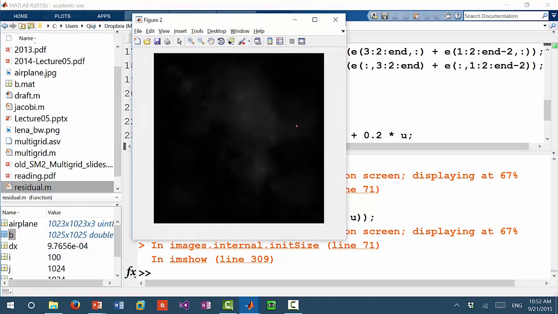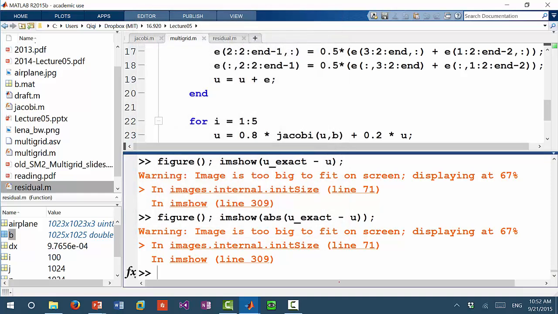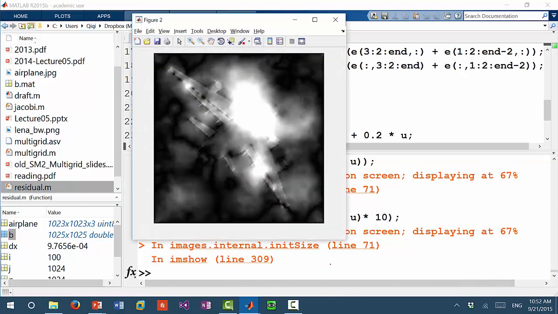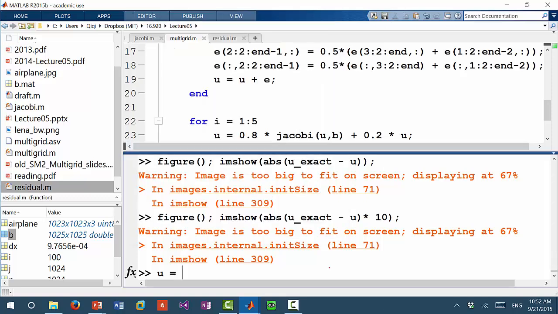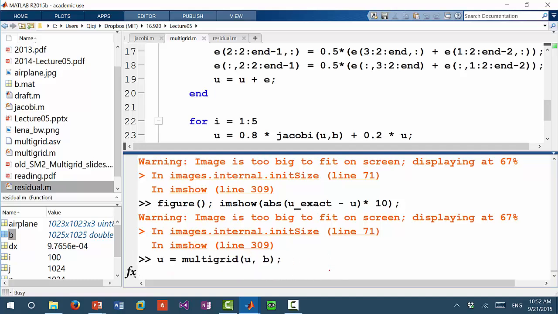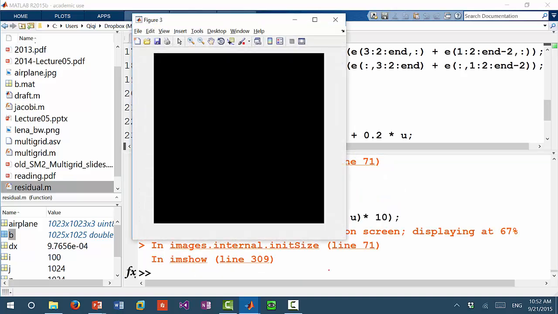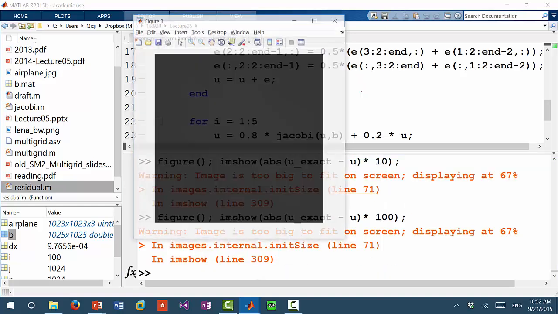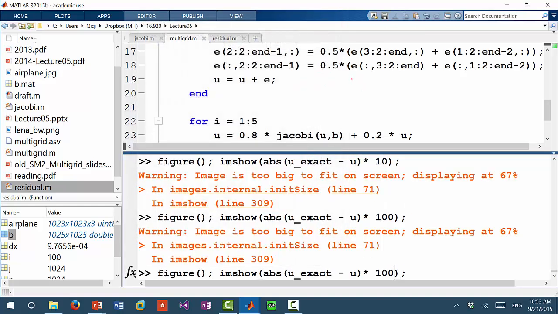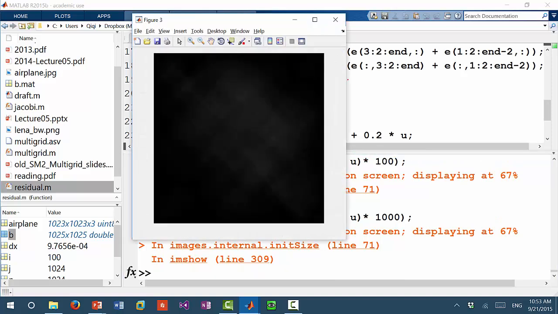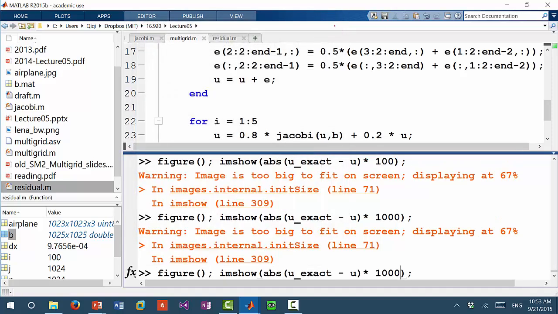Well, do you see anything? I mean, I see something. Let me bump it up by a factor of 10. Yeah, something like that. So we still get some solution error, okay? And then let's do an iteration again. Multigrid of U and B. Maybe again. Okay, then let's look at the solution error again. Now times 10 is not enough. Times 100. Still don't see anything. Times 1,000. I see something now. Times 10,000.